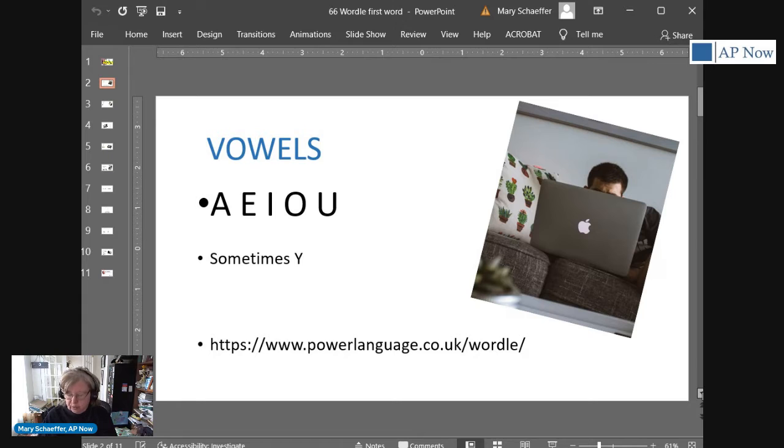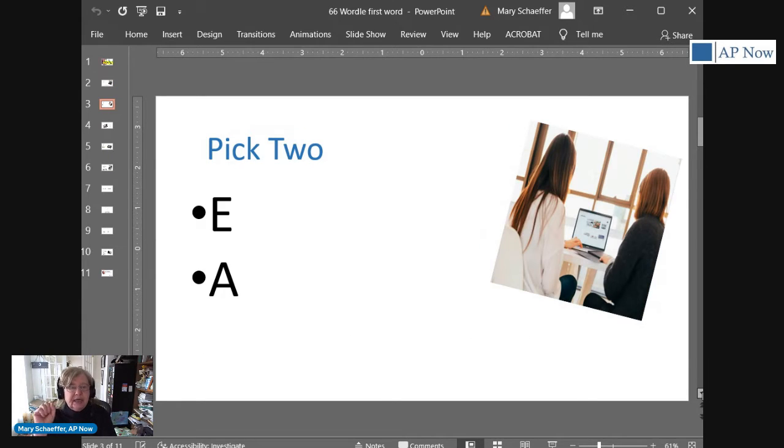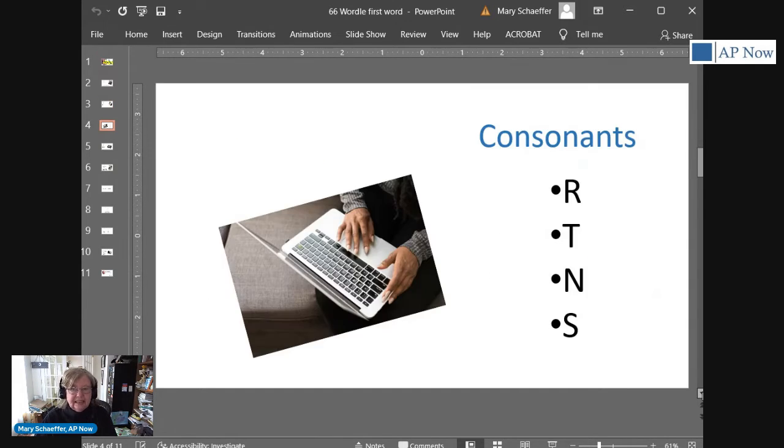Now, I'm not going to bore you with the math behind all of this, but what you want to do is pick the first two most common vowels, and they are E and A. Just FYI, E and A also happen to be the most common letters in the alphabet. So we're going to pick E and A, and we want a word that has E and A in it. Now, for the time being, let's put the vowels aside, and let's take a look at the consonants. The consonants in most popular order are as follows: R, T, N, S, with R being the most common.